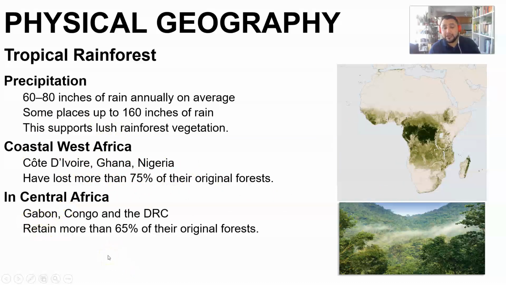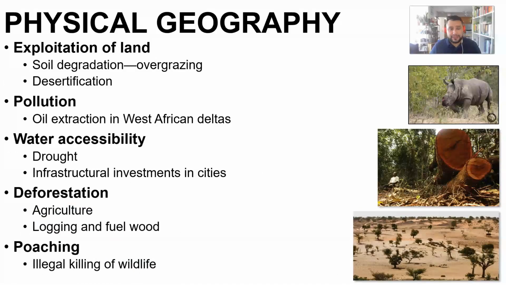In Central Africa, countries like Gabon, the Congo, and the DRC retain about 65% of the original rainforest, but it is also under threat of deforestation. In fact, some of the main challenges that the continent faces are related to exploitation of natural resources, in part because there's a lot of poverty in the region, but also because a lot of these raw materials are in high demand in the richer countries, and so this is a way for governments to make money.